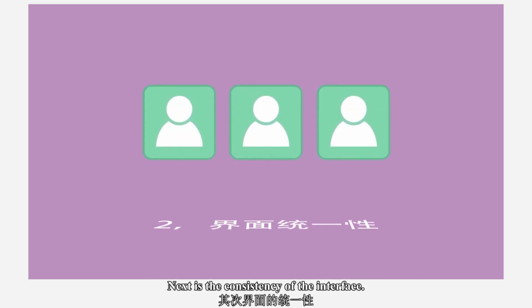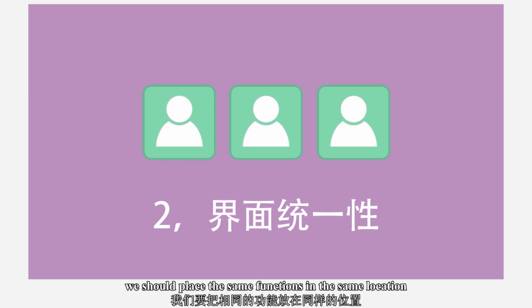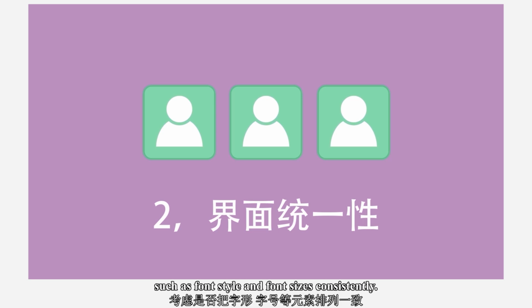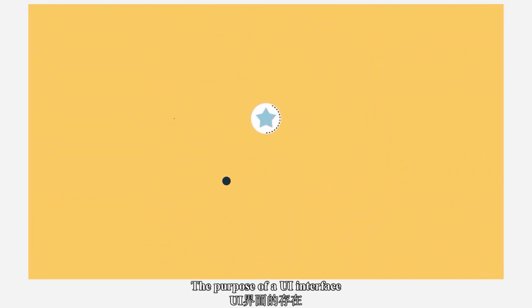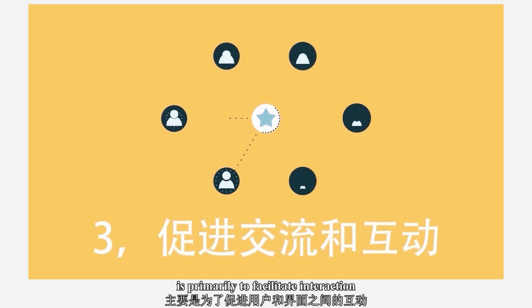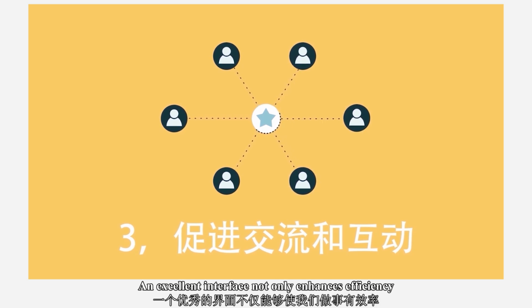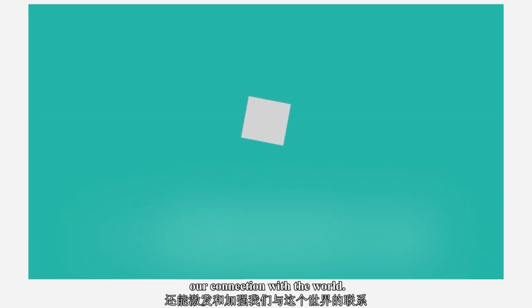Next is the consistency of the interface. To maintain interface consistency, we should place the same functions in the same location. And for each basic module during UI design, consider whether to arrange elements such as font style and font sizes consistently. The purpose of a UI interface is primarily to facilitate interaction between users and the interface. An excellent interface not only enhances efficiency, but also inspires and strengthens our connection with the world.